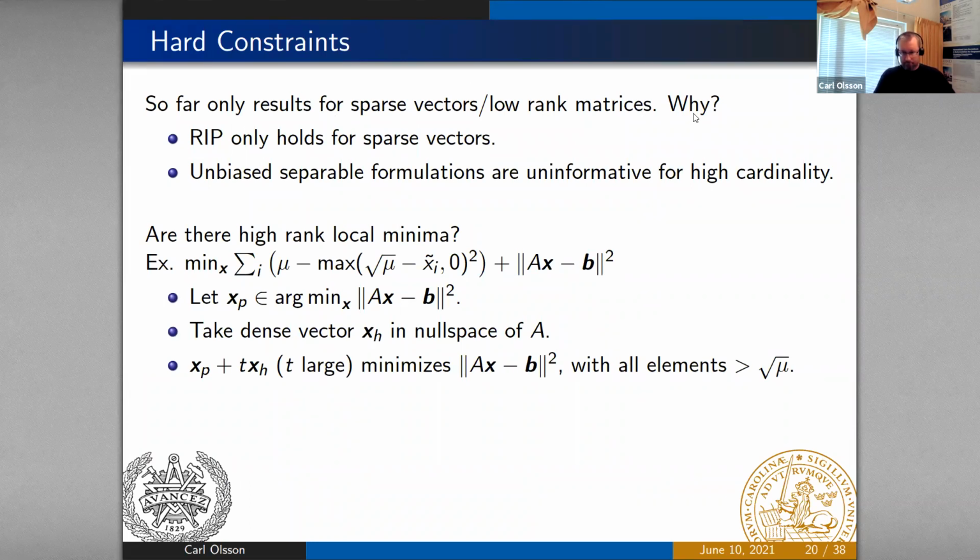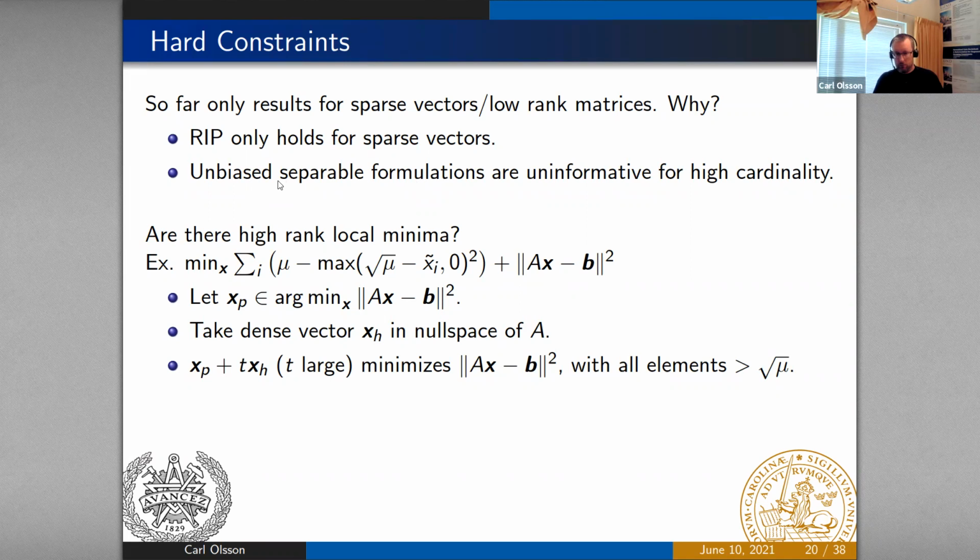So far I've only said stuff like if this stationary point has a certain cardinality, every other point has to have more. So I'm not really able to exclude high cardinality points here. Why is that? Conceptually, the restricted isometry property only says something about the sparse points. So it's really hard to say something about the non-sparse ones using properties of this one.